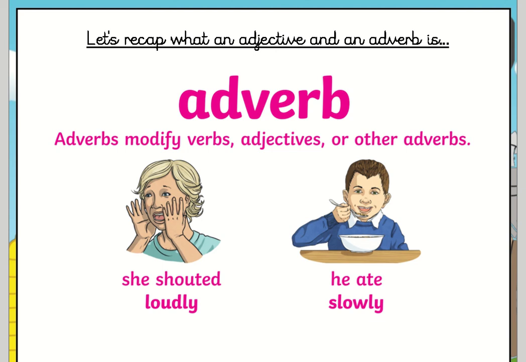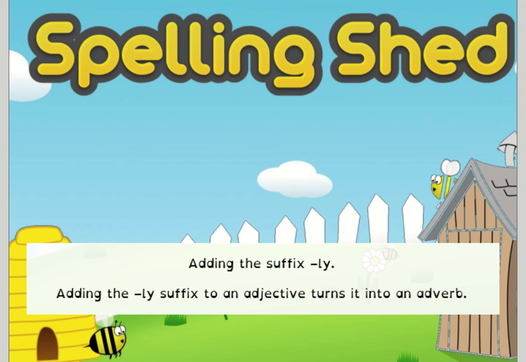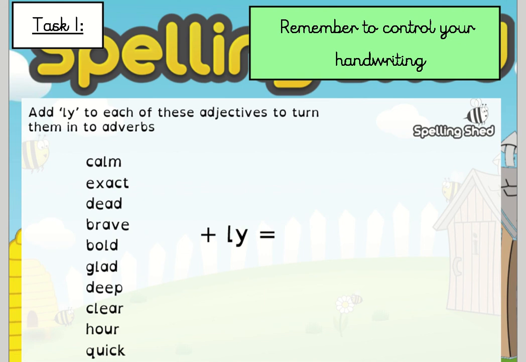And if we link it back to the spelling rule, we're going to be using the suffix ly to turn adjectives into adverbs. So your first task is going to be having a go at working out what our spelling words are. And you've been told to add ly to each of these adjectives to turn them into adverbs. So that should be quite a straightforward task.